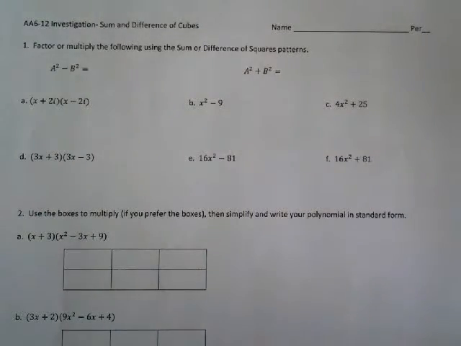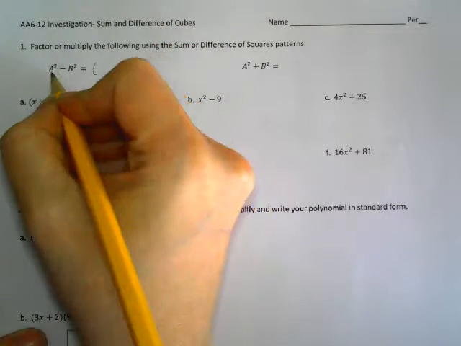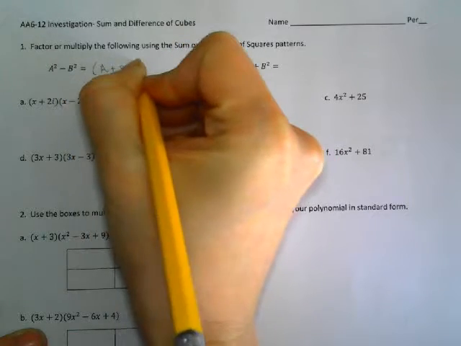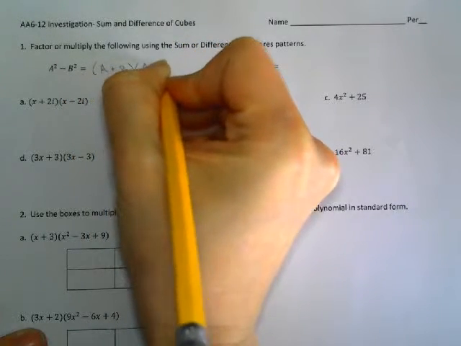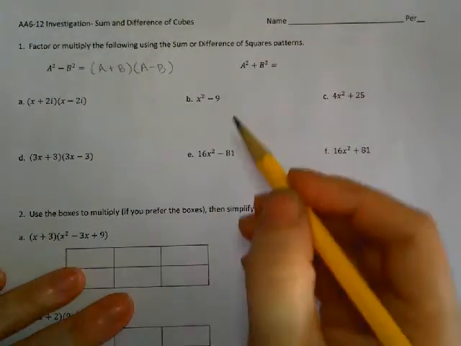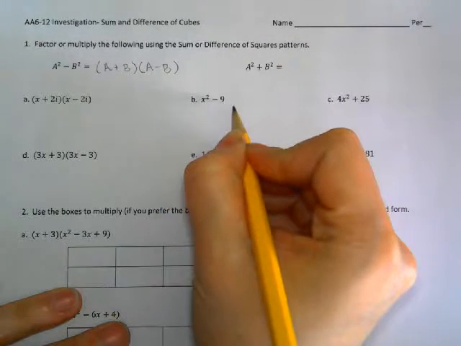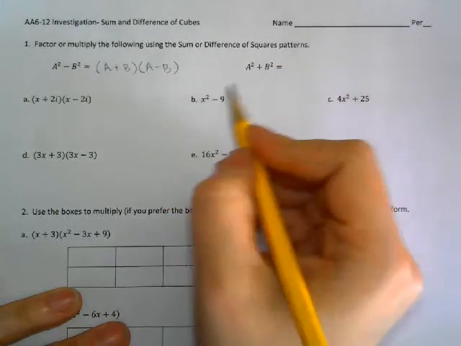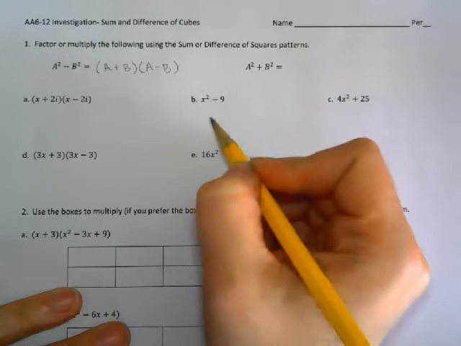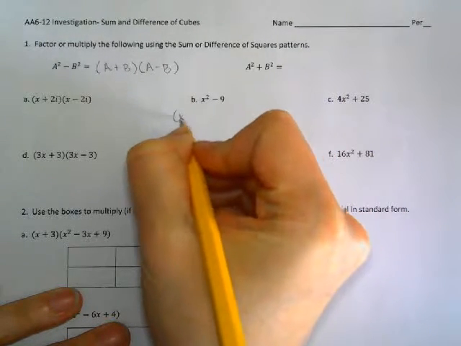So, difference of squares, we've talked about this pattern before. This is a squared minus b squared is a plus b times a minus b. And if you look at part B, x squared minus 3, this is a difference of squares because we are subtracting, and these are both perfect squares. This can factor out to x plus 3 times x minus 3.